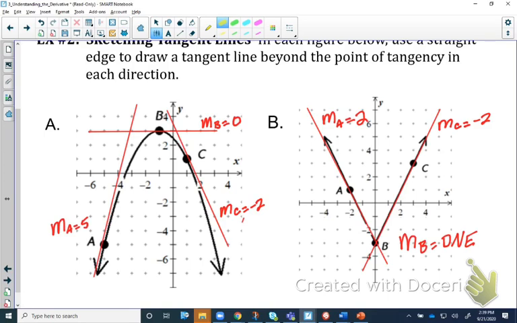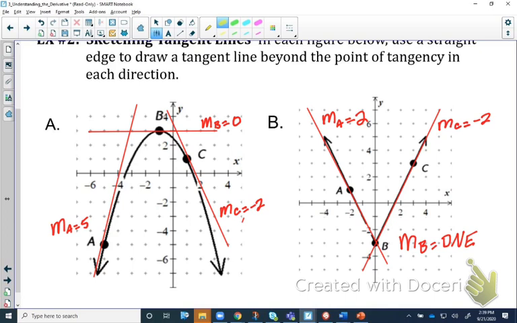Okay, guys, here are the first two graphs that we have. So on A, the inverted parabola, the slope at point A is about a 5 from the way that I'm counting it. The slope at point B, the tangent line is going to be horizontal to the vertex, so that has a slope of 0. And the slope of the tangent line at point C, I'm getting about a negative 2.